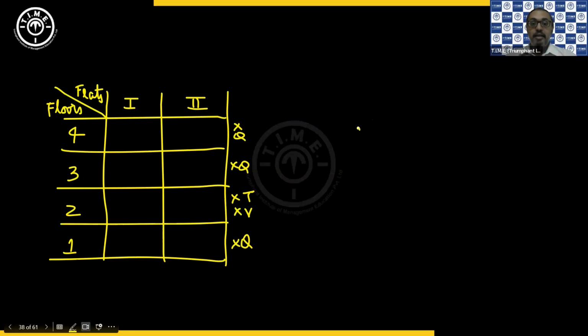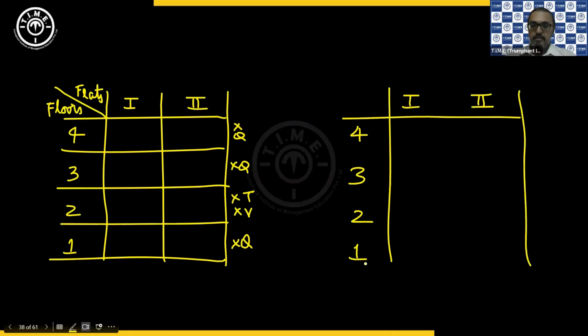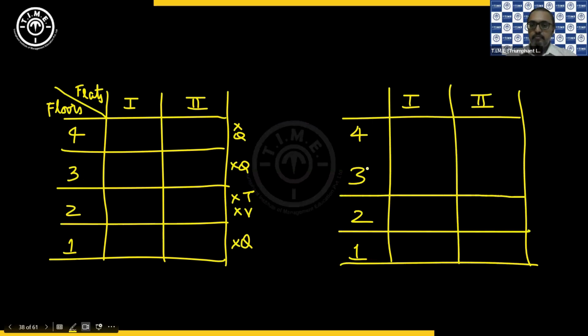So immediately I can have two cases because I don't know which flat Q and V are on. So I can consider two cases. Let's take both the cases. In case 1, I will give Q and V in flat 1. In case 2, I will give Q and V in flat 2. Now T definitely should be on floor 4, but which flat? I have no idea. Floor 4, you need a T. That much is very clear.